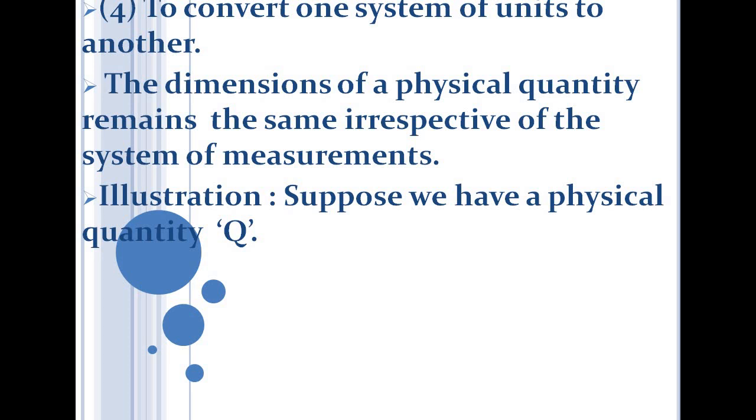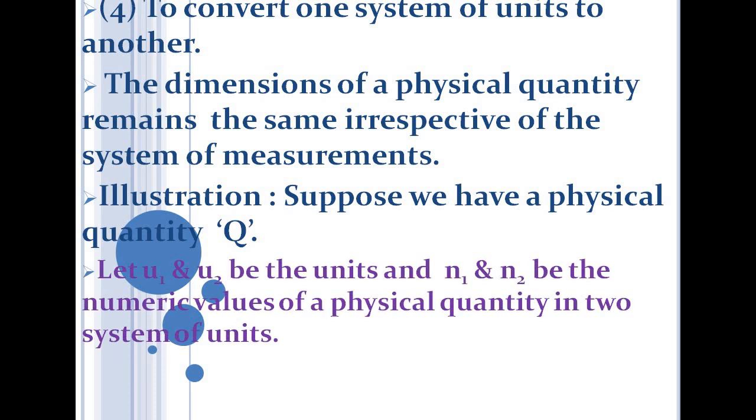Let's go for an example. Suppose we have a physical quantity Q. Now choose two systems of units for the given physical quantity. Let U1 and U2 be the units in the two different systems, and n1 and n2 be the numerical values of the physical quantity in the two different systems. If the systems of units are different for a given physical quantity, the units are different and the numerical values are different.